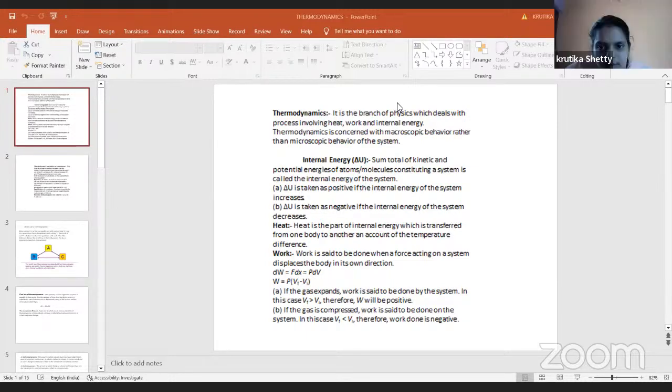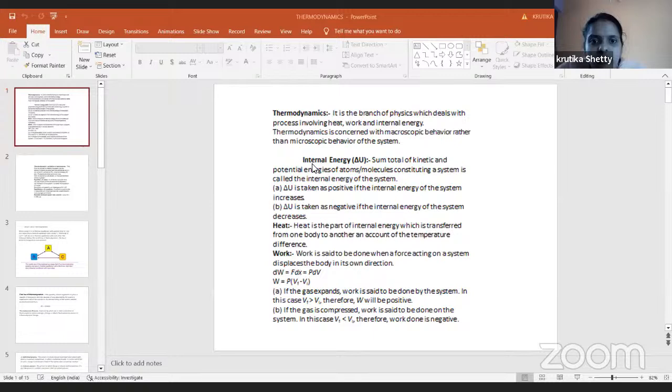Here the change in internal energy is denoted as delta U. The internal energy change is taken as positive if the internal energy of the system is increasing. If the internal energy of a given system is decreasing, then it is taken as negative. Then, what do you mean by heat?